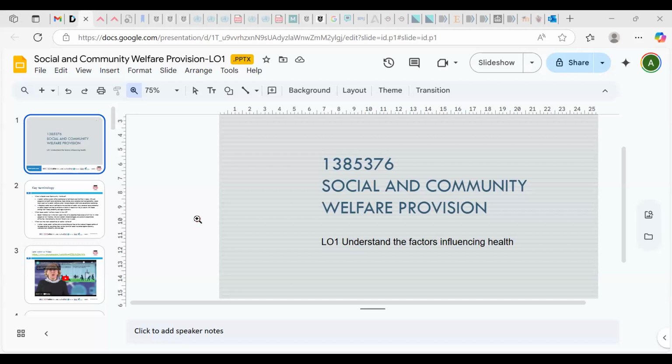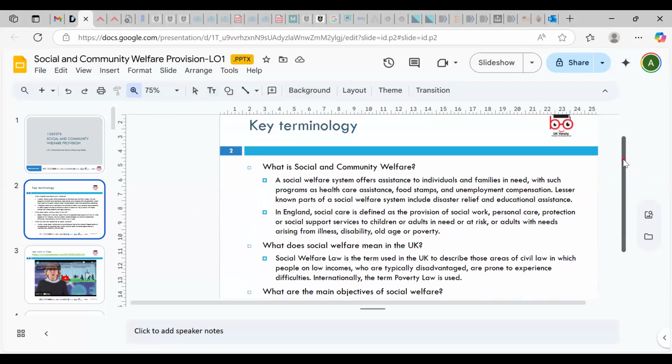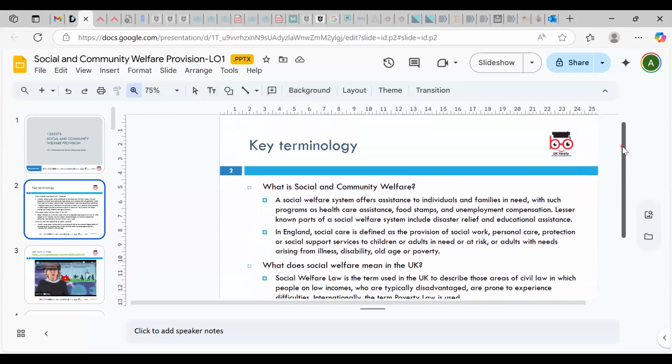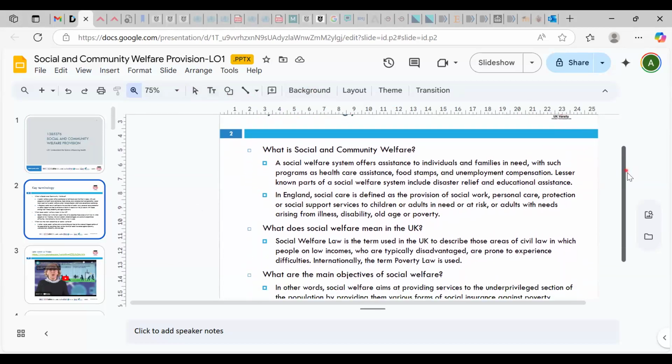Okay, so when we talk about social factors that influence health, we have employment, education, socioeconomic status, and where you live, where you dwell. All of those have to do with influencing health in one way or the other. So we'll talk about a bit of the key terminologies. This is what we discuss in every session.